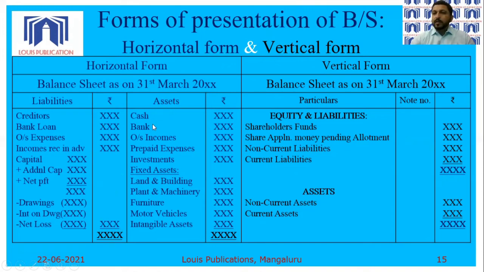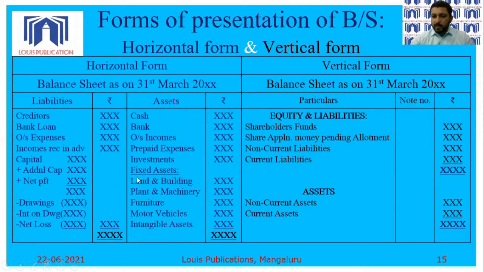Then on the asset side, we record the liquid assets first. Liquid assets are those which can be converted into cash immediately. So cash is anyway in cash form. So cash balance, bank balance, outstanding income, prepaid expenses. Then we have closing stock, debtors, everything you can record. This is not an exhaustive list that I have shown. Then investments. Then we have fixed assets: land and building, plant and machinery, furniture, motor vehicle, intangible assets.